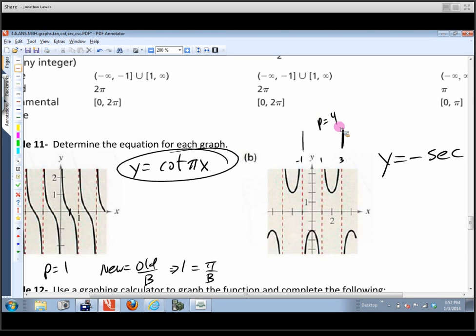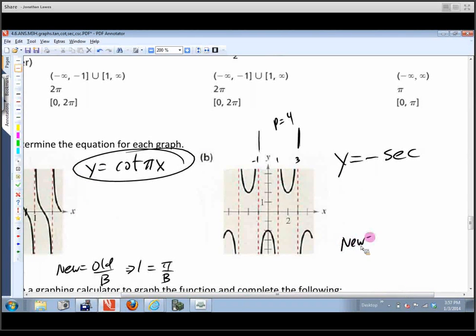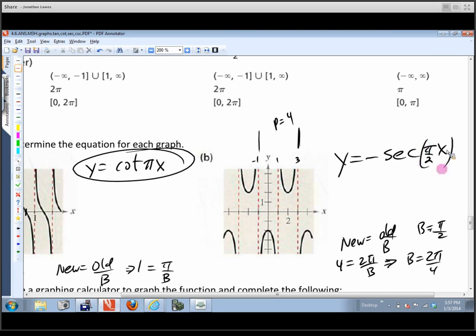Let's do the same thing we did before. The new period should equal the old period divided by the period change factor. The new period of 4 should equal the old one, which is 2 pi, divided by b. So if I solve this, I get b equals 2 pi over 4. So I get b equals pi halves. So that would be the period change factor. So this is going to be pi halves times x. And we didn't, well, let's see. We didn't slide it up or down. And for a secant graph, we didn't slide it left or right.